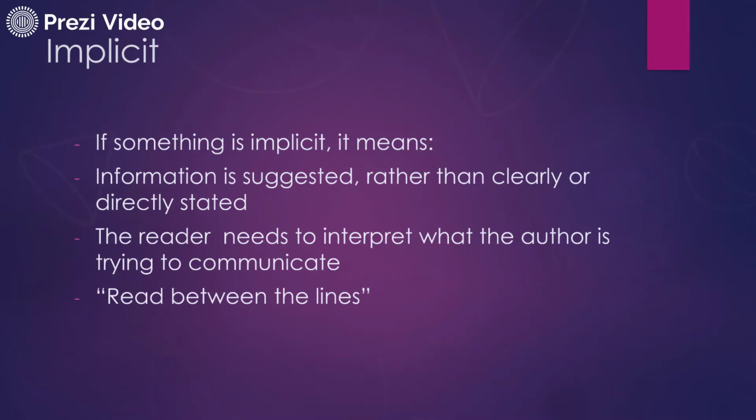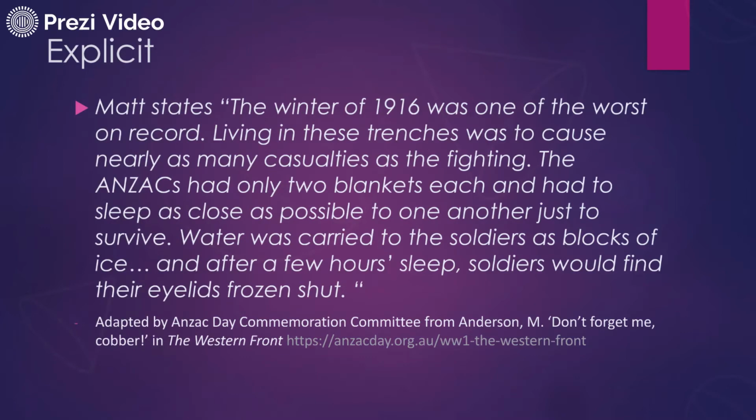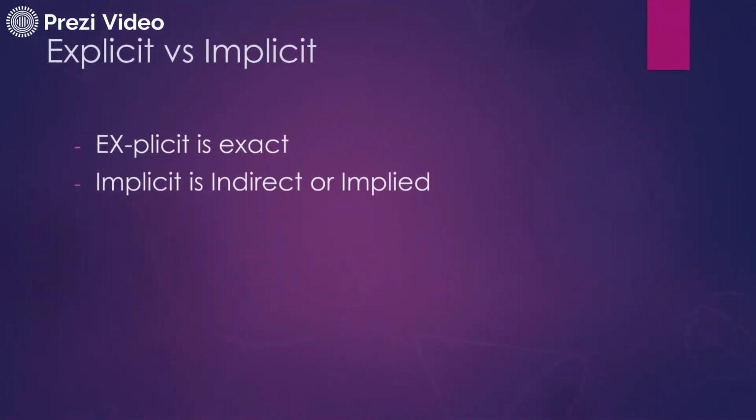In an everyday example, you could explicitly state that someone's eyes are blue, or you could implicitly state it, or indirectly say it, by saying their eyes are the same colour of the sky. You're not directly saying their eyes are blue, but you're indirectly saying it's blue as it matches the colour of the sky. Now, if we refer back to Anderson's source, it implies that life in the trenches in 1916 was unbearable or horrific. It doesn't use these exact words, but the information within the source reveals that the conditions were horrific. So, let's recap and compare our terms.